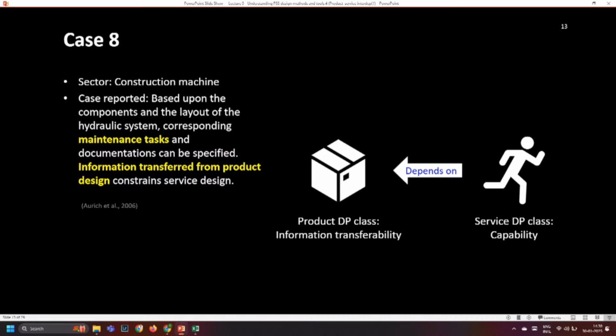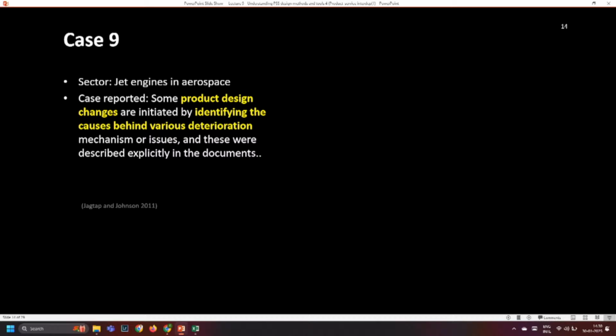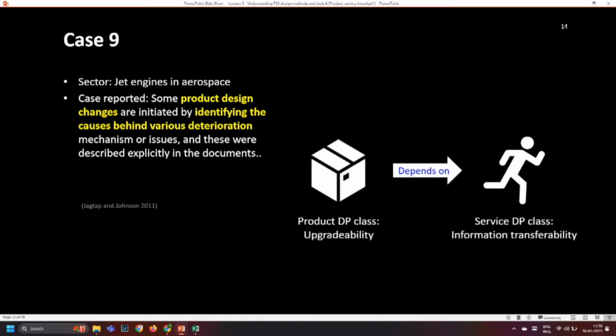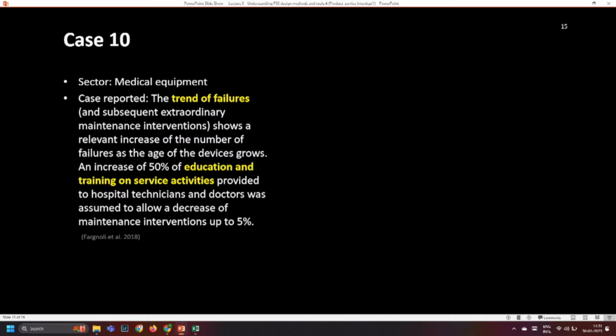Next example, again construction machine. The maintenance task depends on the information transferred from the product design. Availability. And the next example, again, jet engines in aerospace. Product design depends on the information that can be obtained from the service activities. In this case, deterioration. So products were upgraded in terms of design depending on the deterioration, I mean the product condition that can be obtained from the services. Right?